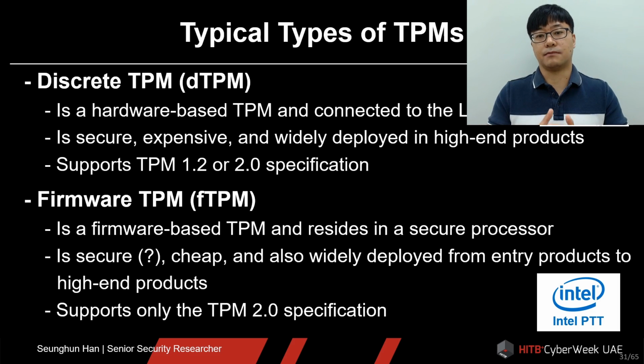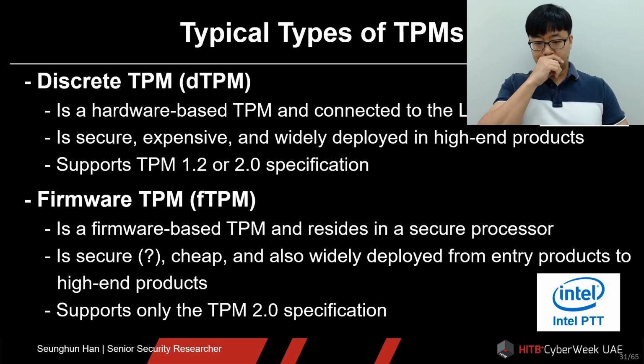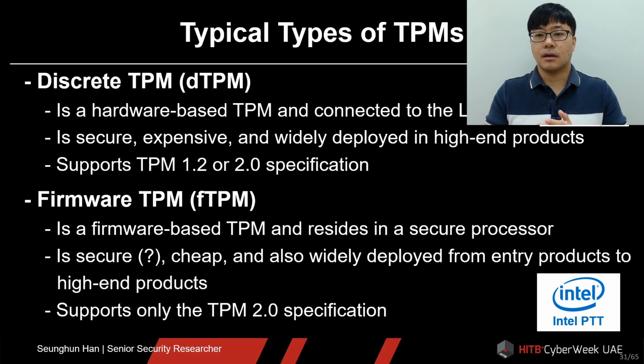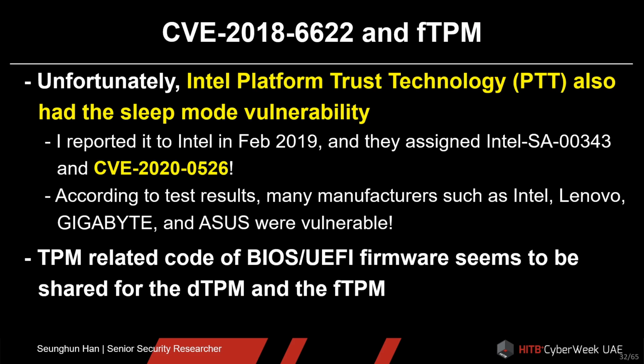Firmware TPM, or fTPM, is a firmware-based TPM and resides in a secure processor. It is maybe secure and cheap, and also widely deployed from entry-level products to high-end products. It usually supports only the TPM 2.0 specification.